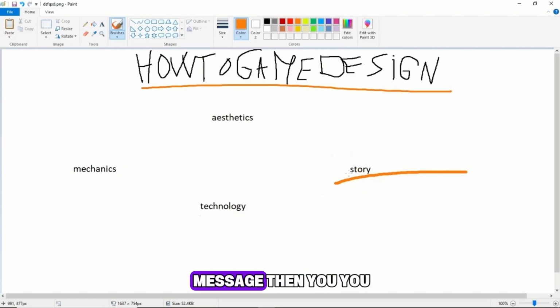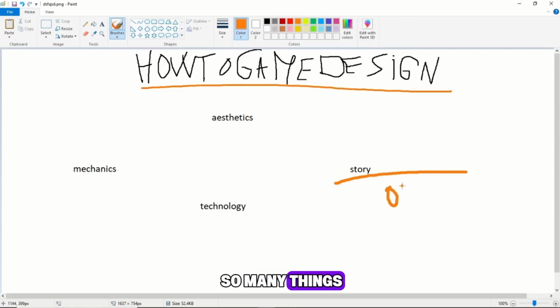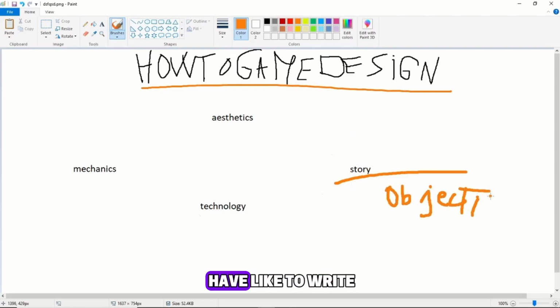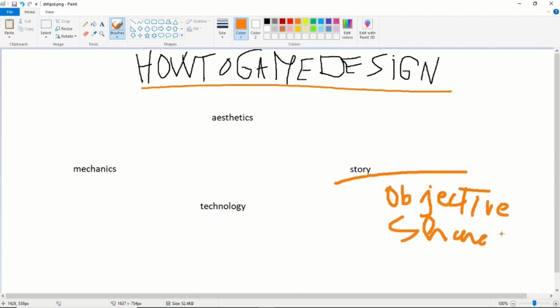Either you're gonna share a message or share a story. If you share a message, then you're gonna write a story that has meaning, something you wanna put in the player's mind and heart. Either share it as a story, or you have a message to tell everyone. The story is about so many things. In your story, you have to write your world building. So it's basically the world you're gonna play in as a player.